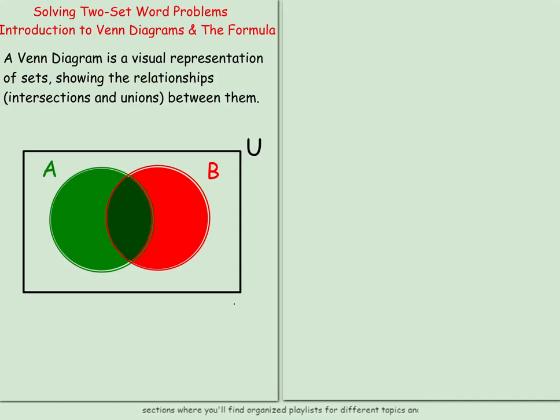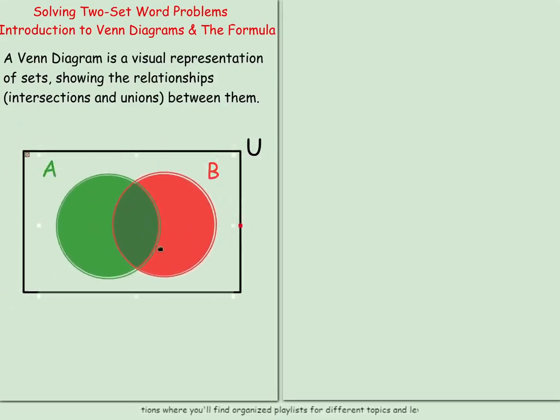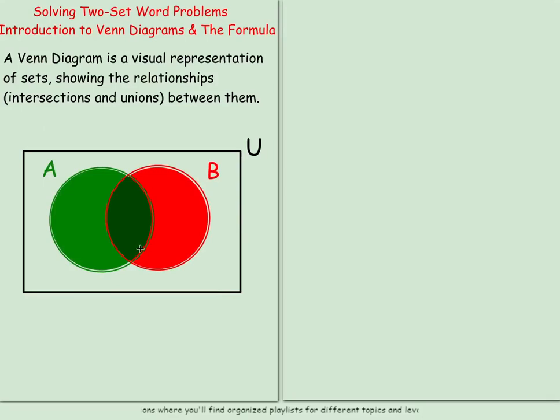Now, if you take both of these two circles, then we call it the union of A and B. The union of A and B. Now, what is inside the box but not in the union of A and B, we'll call the complement of the union of A and B.